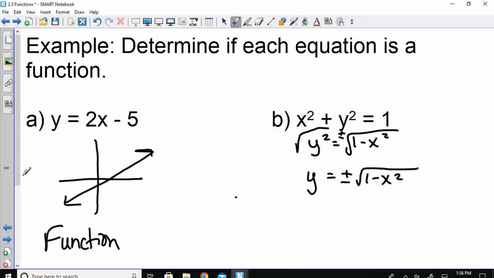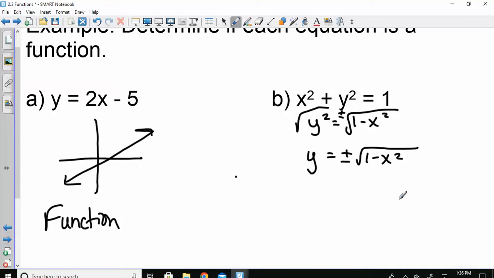If you want to enter that in the calculator, you have to do two separate things. So when you go to your y equals, for y1, you can just do the square root of 1 minus x squared. For y2, do negative square root of 1 minus x squared.